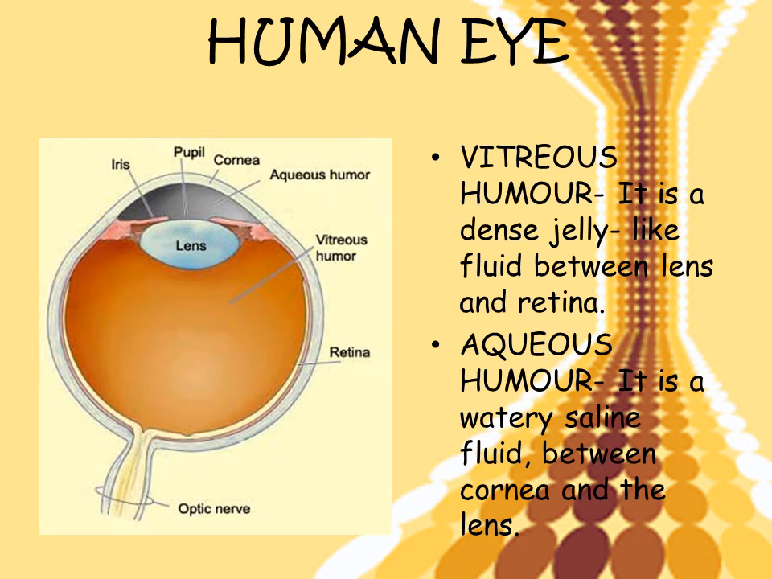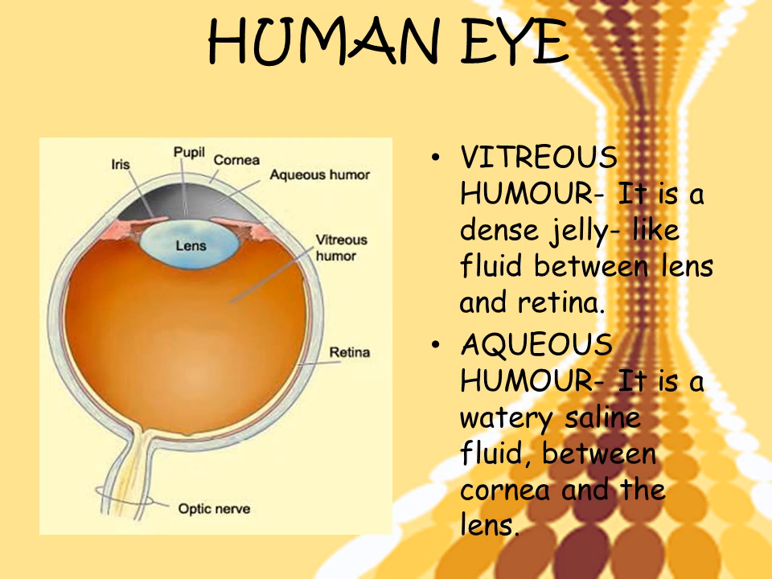Then is the vitreous humor. It is the dense jelly-like fluid, slightly grey in color, filled in the part of the eye between crystalline lens and retina. Its function is to prevent the eyeball from collapsing due to the change in atmospheric pressure and in focusing the rays clearly on the retina.